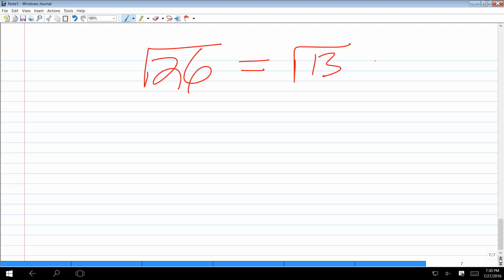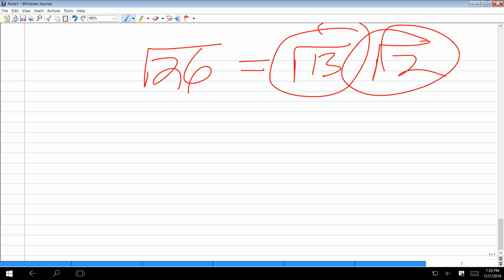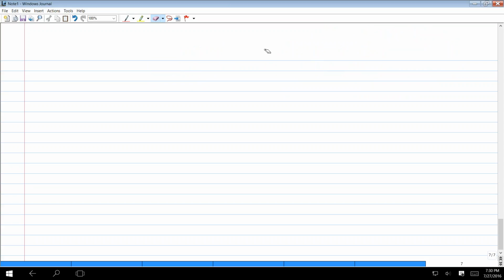Any square root that does not reduce to a perfect number is irrational. In other words, if I said that, that's got to be irrational because it's 5 and change. And I could even say that that's square root of 13 times square root of 2, but that's irrational and that's irrational. So square root of 26 is irrational.